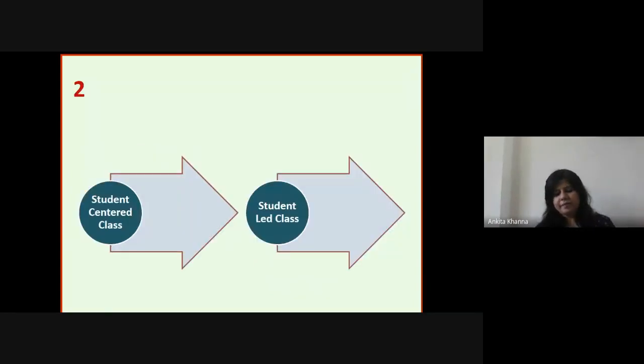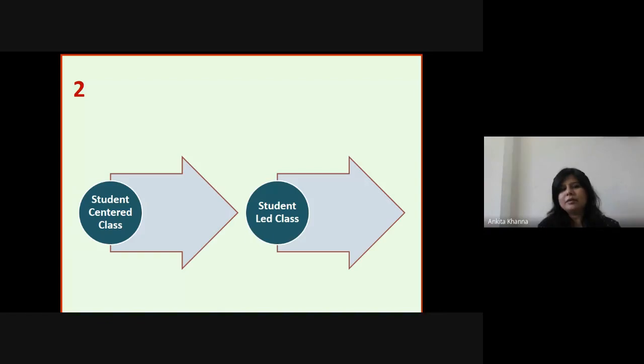The second one: all of us in the area of teaching, and also the aspiring teachers and research scholars, are aware of the term student-centered class or student-centered teaching. It has almost become a cliche now. Everyone is saying the class should be student-centered and not teacher-centered. With the communicative approach, there is a little more shift, from student-centered class to student-led class. Do you see the difference?